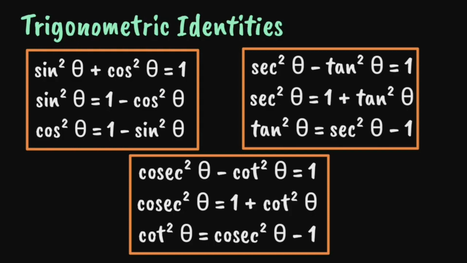Sin square theta plus cos square theta equal to 1. That is the first one. Then the second one is sec square theta minus tan square theta equal to 1. And the third one is cosec square theta minus cot square theta equal to 1. You can remember these three main identities by using the short forms SC, ST and CC. Okay, children?